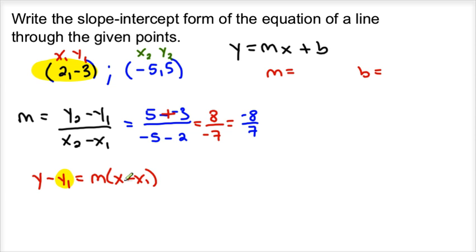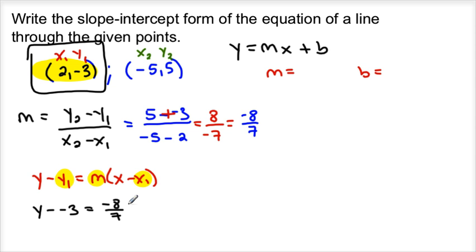Plug in for y1, plug in for m, plug in for x1. When you substitute in, take your time. Make sure you write everything. So y minus, it doesn't matter which point I choose, I'm going to choose this one. Doesn't matter which point you choose, you'll get the same answer either way. So y minus, y sub 1 is negative 3. Be careful. Make sure you put the negative sign with the other negative. One negative sign belongs to the formula, one negative sign belongs to the coordinate. Equals my slope, negative 8/7, times the quantity x minus my x sub 1, which here is 2.